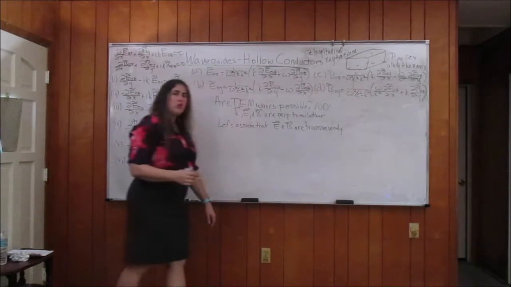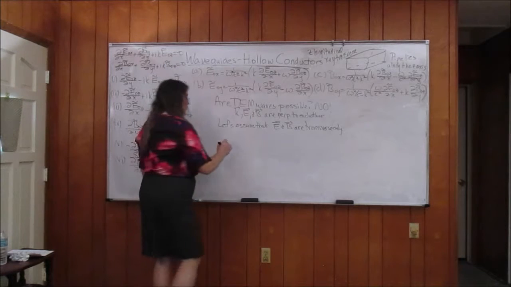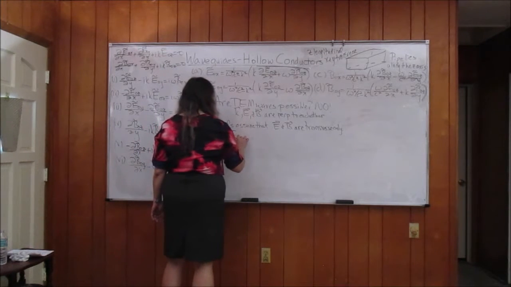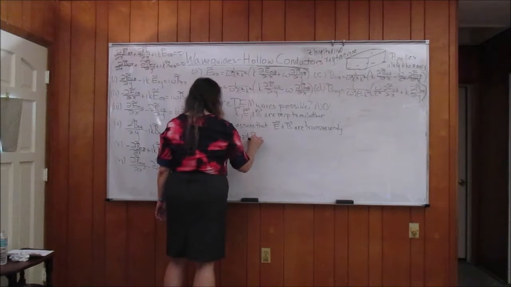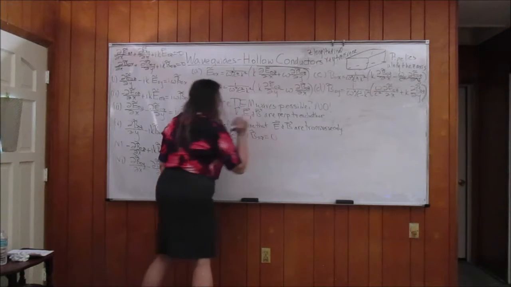So in other words, they have no longitudinal component. So E naught Z and B naught Z are both zero.